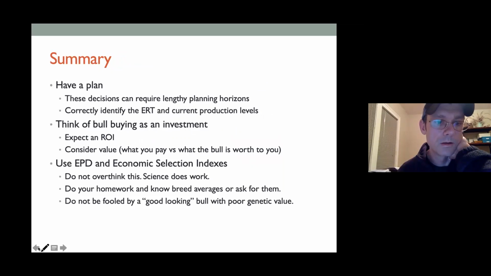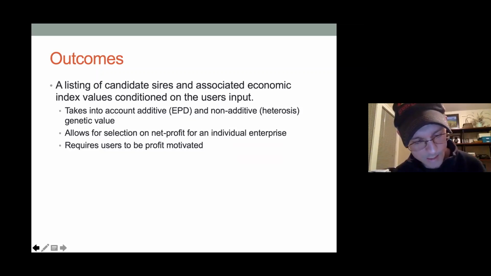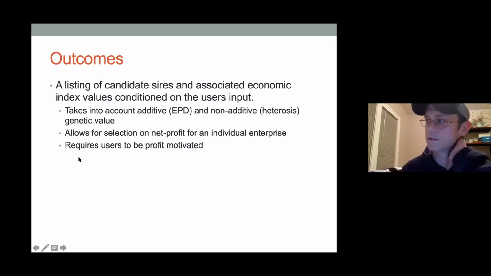So for instance, I assume also that if a bull is registered on different associations, then the EPD that the customer gets, or the user of the interface, is going to be weighted across the different sources in some way? No, that's a good question.